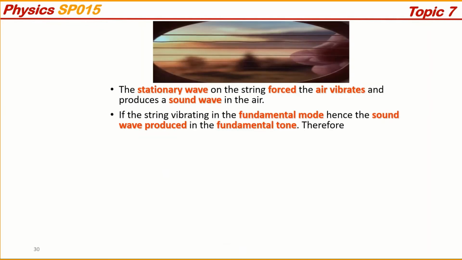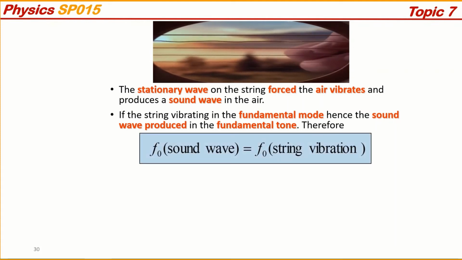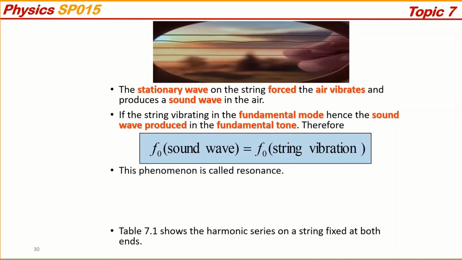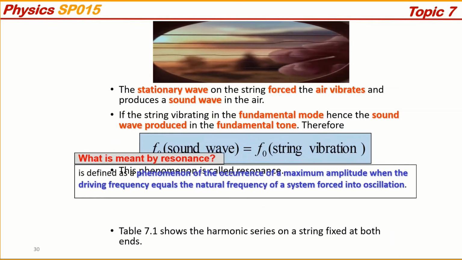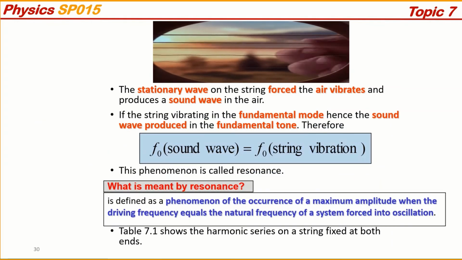Included in the learning outcome. The stationary wave on the string forces the air to vibrate and produces a sound wave in the air. If the string is vibrating in the fundamental mode, then the sound wave produced is the fundamental tone. Therefore, f0 of the sound wave equals f0 of the string vibration. The phenomenon is called resonance. What is meant by resonance? It is defined as the phenomenon of the occurrence of maximum amplitude when the driving frequency equals the natural frequency of a system forced into oscillation.